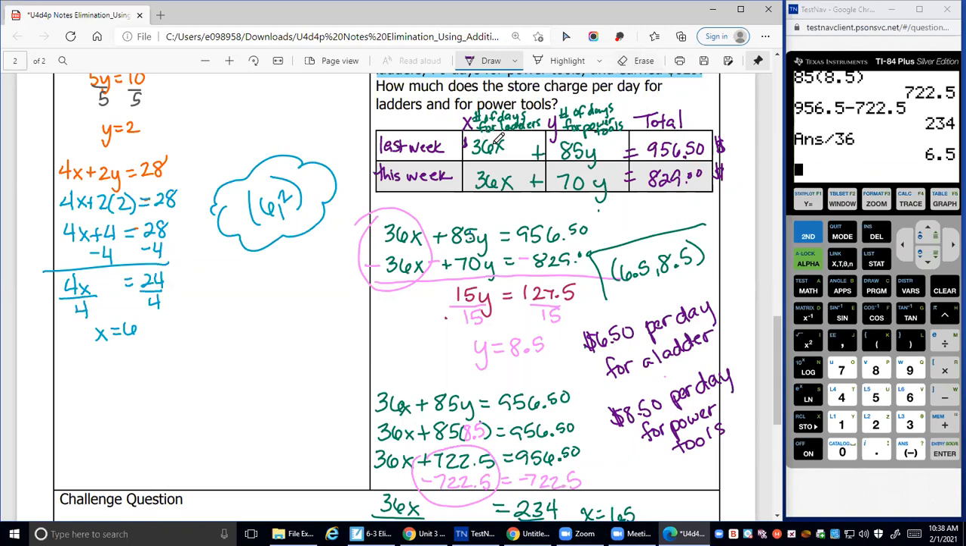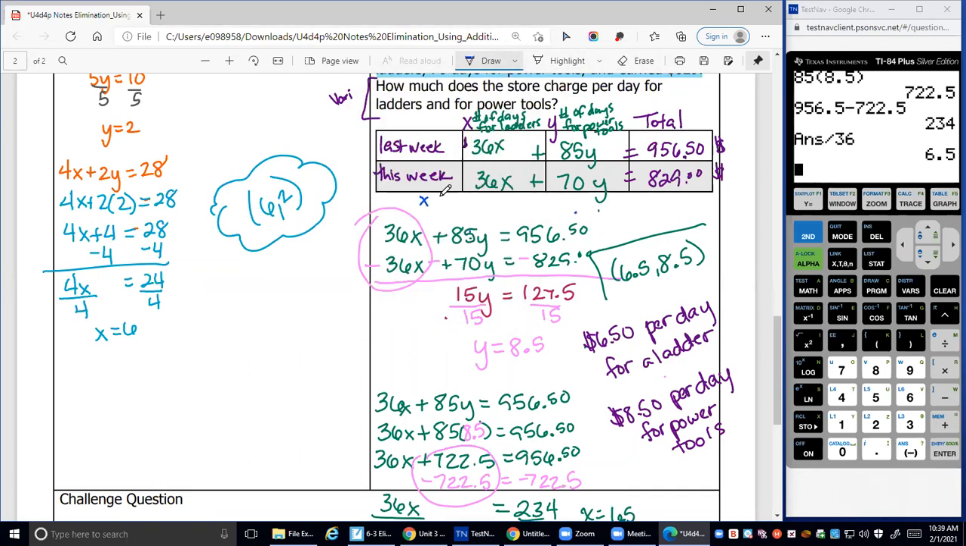Because that's actually 36. Like this one was 36 ladders, this was 85 power tools. What does X actually represent? Remember, it says, how much does the store charge per day for ladders and for power tools? This is usually the sentence that tells us these are your variables, what you're in search of. Nobody's gotten it yet. I don't feel so bad for making the mistake. Yes, there we go, Philip. Very good, Arilana. Learning from my mistakes, which is awesome.